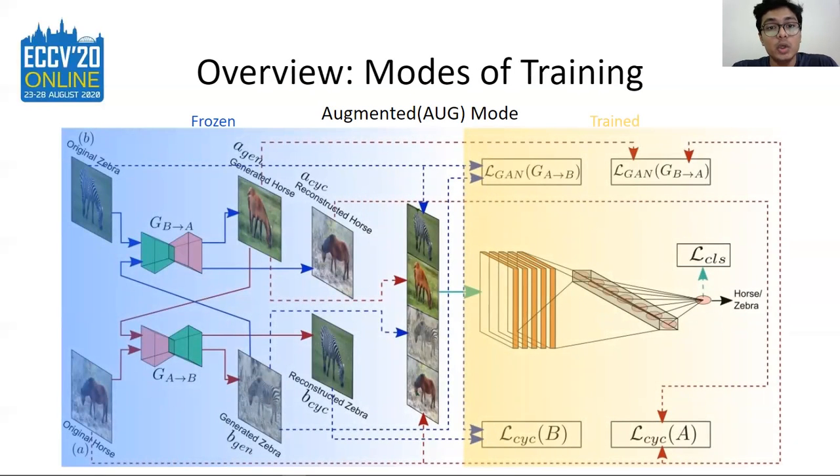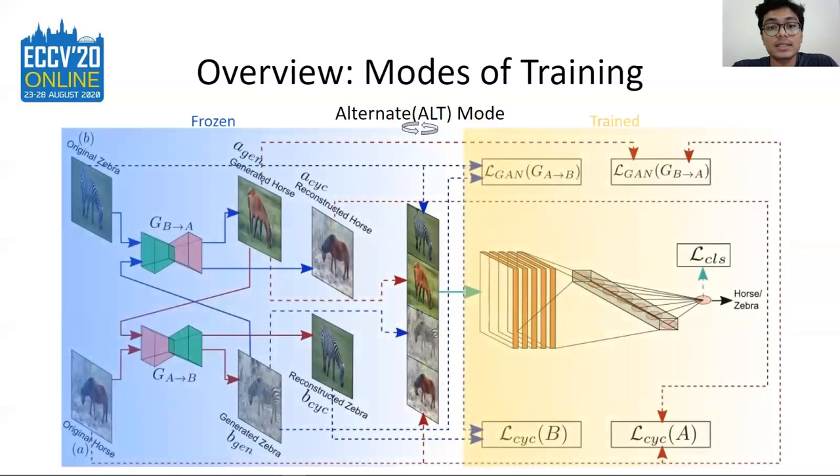We propose two modes of training. The first one being augmented mode, in which we pre-train the CycleGAN separately without the involvement of the classifier and use it as an augmenter while training the classifier with the weights of the CycleGAN frozen.